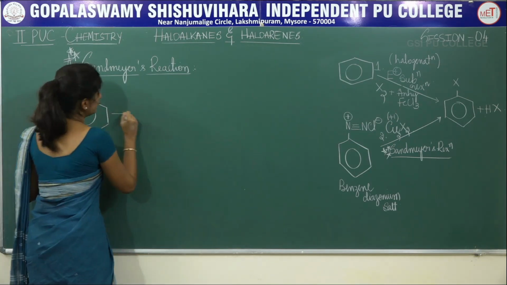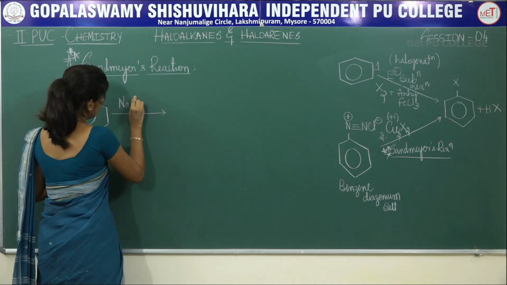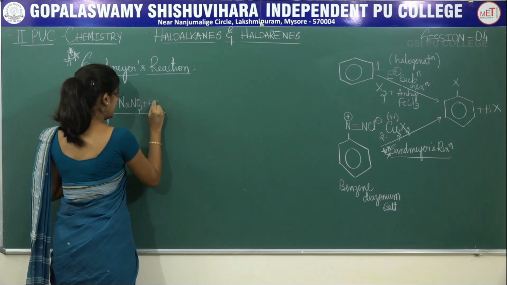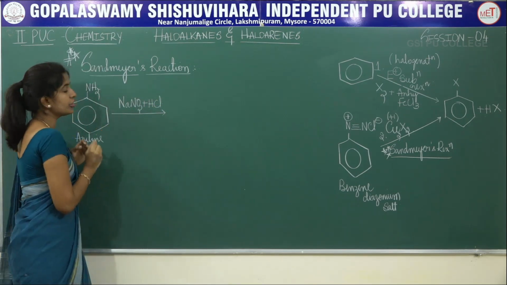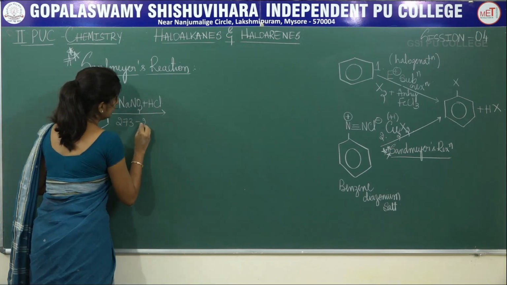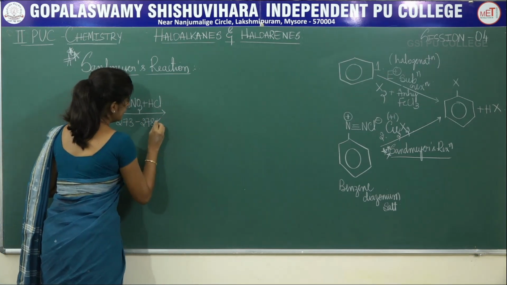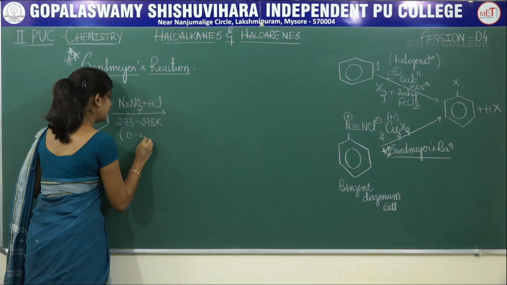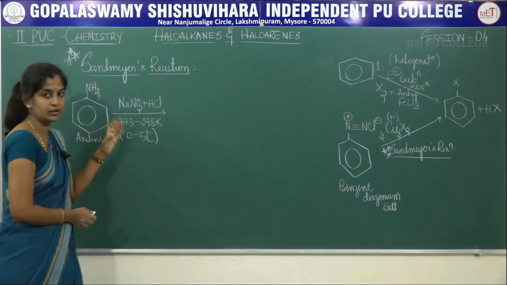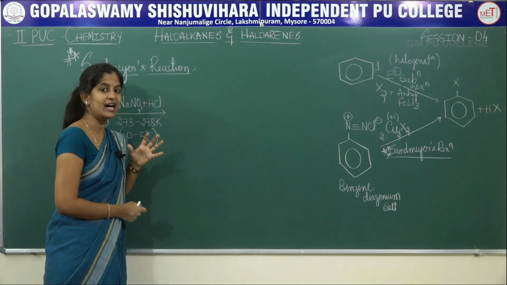Aniline, you have to react it with NaNO2, sodium nitrite, plus HCl. And the temperature of this reaction mixture should be 273 to 278 Kelvin. That is nothing but 0 to 5 degrees Celsius. That is, you have to keep this reaction mixture in a cold bath or an ice bath.